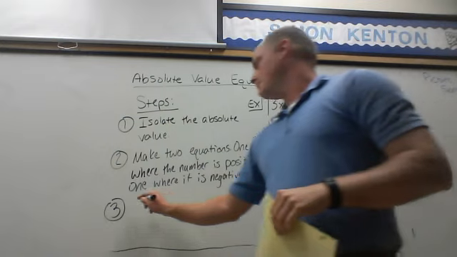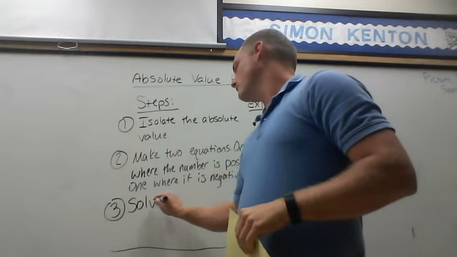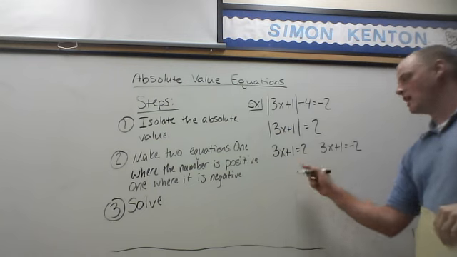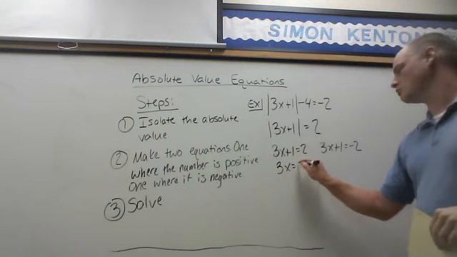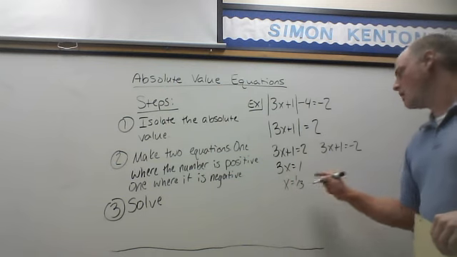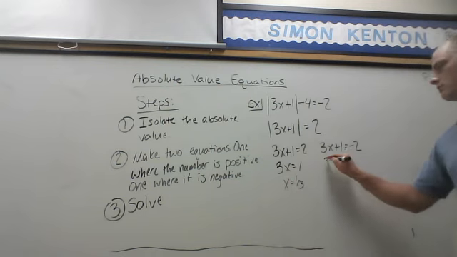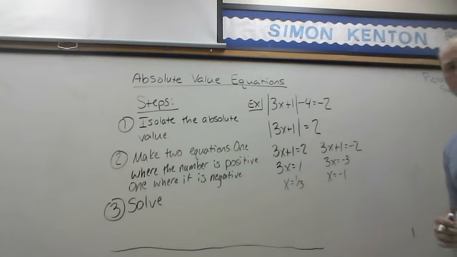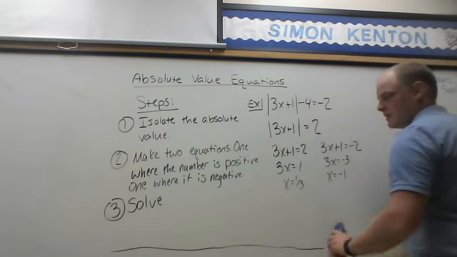The last step, you probably guessed it, is you solve each equation. So by now you should be able to do this. Subtract 1, you get 3x equals 1. Divide by 3, you get x equals 1/3. For the second one, you subtract 1, you get 3x equals negative 3. Divide, you get x equals negative 1. Okay? That's our first example. Okay? Here is our second example.